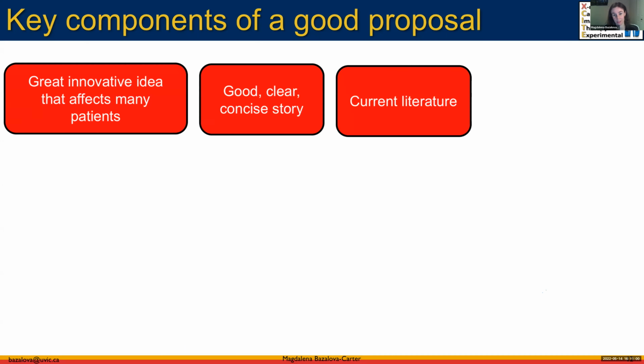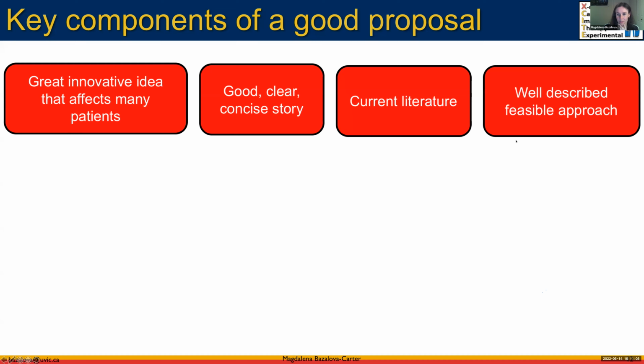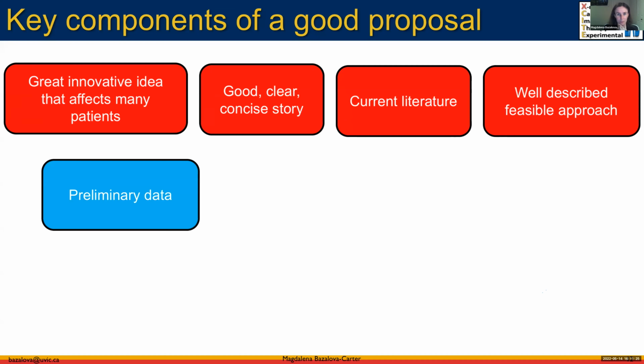You have to include the current literature. You don't want to be omitting anybody's research, because these people might actually be reviewing your work, and that's not going to work well for you. And you have to describe well a feasible approach. If you describe something that's not possible, it's also not going to work really well. So the approach has to be feasible, and also feasible within the amount of time that the grant is giving you. You should be showing some preliminary data as well.